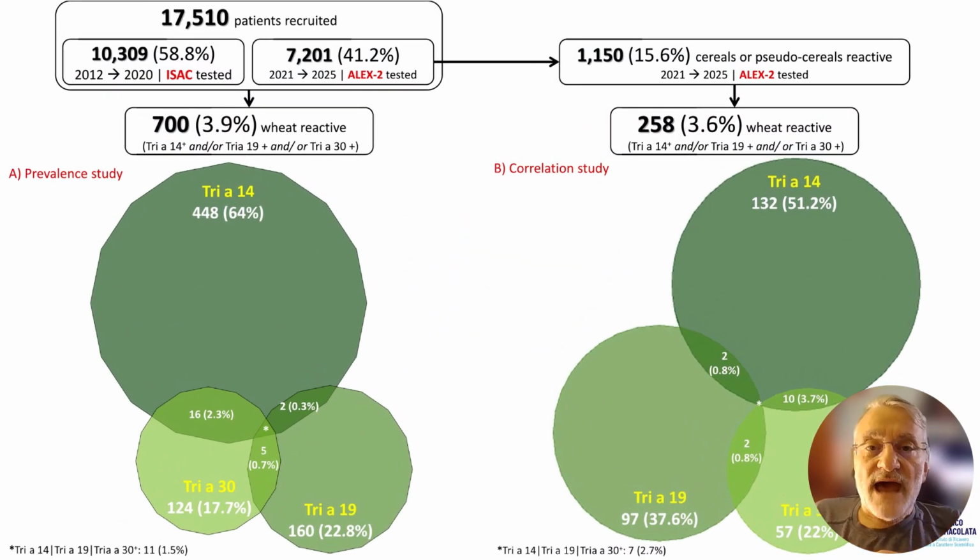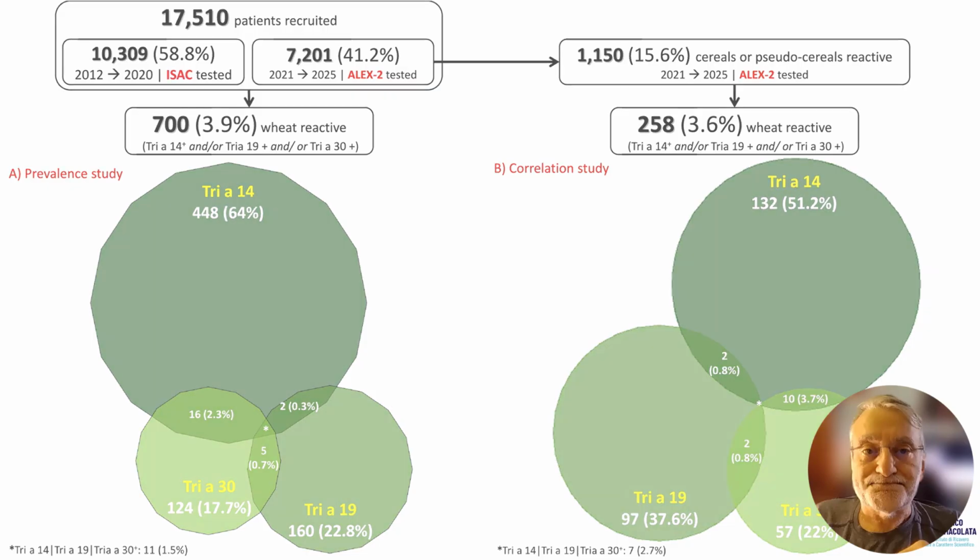Second, in epidemiological terms, only about 4% of patients were sensitized to wheat molecules, with 3A14 as the most prevalent allergen. Polysensitization to both soluble and gluten-derived proteins was uncommon, indicating distinct sensitization pathways.